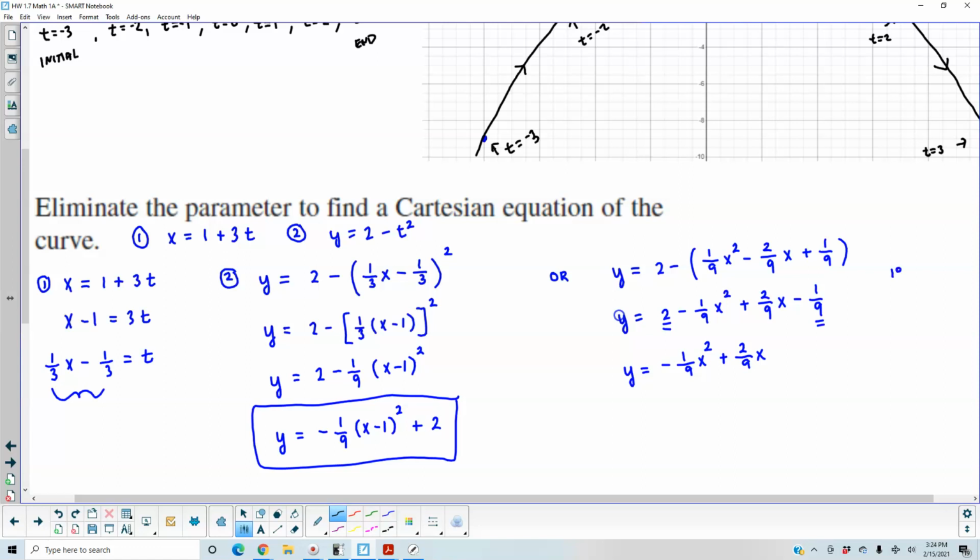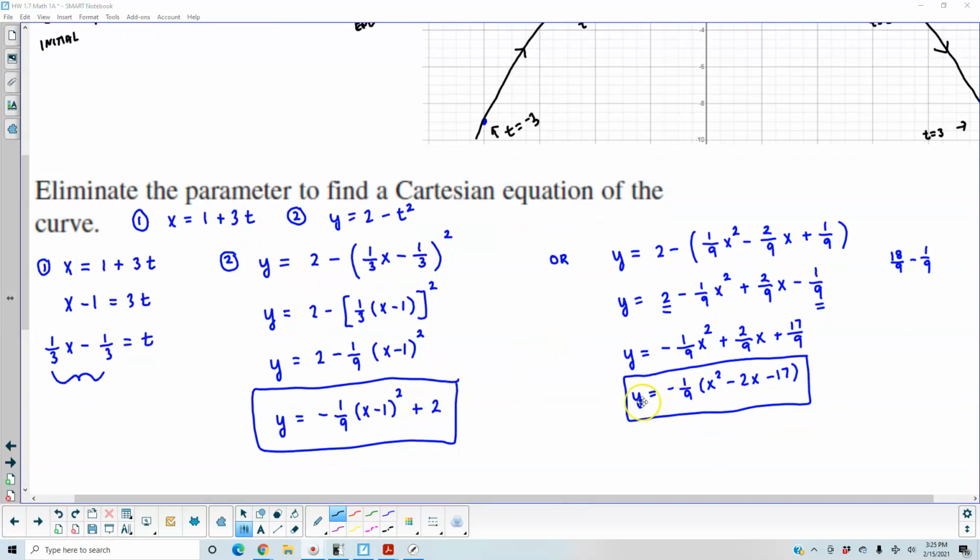So 2 is the same thing as 18 over 9, and we're going to subtract 1 over 9, which gives us 17 over 9. And if we wanted to factor out at least the negative 1/9, we'd have negative 1/9 times (x squared minus 2x minus 17). So either one of these is a solution, but you still want to make sure you know how to get both.